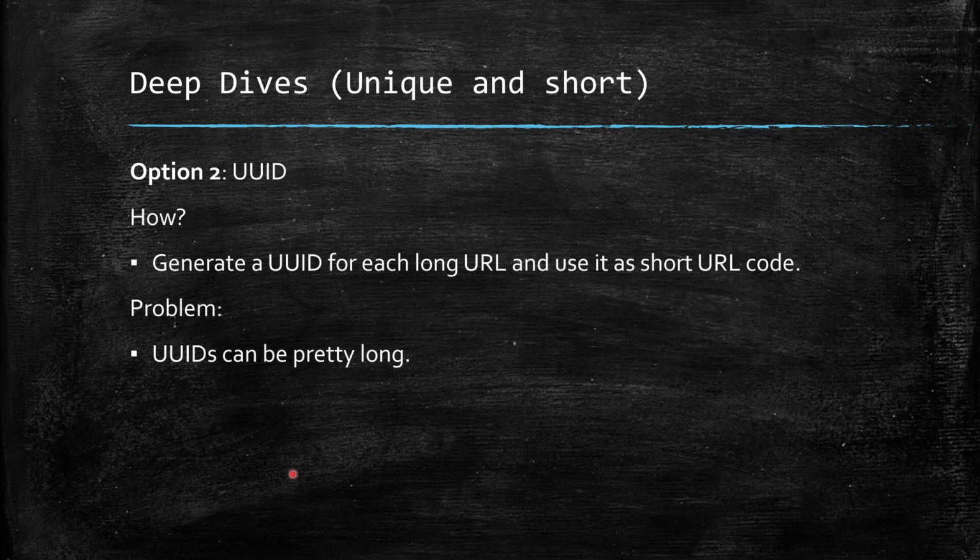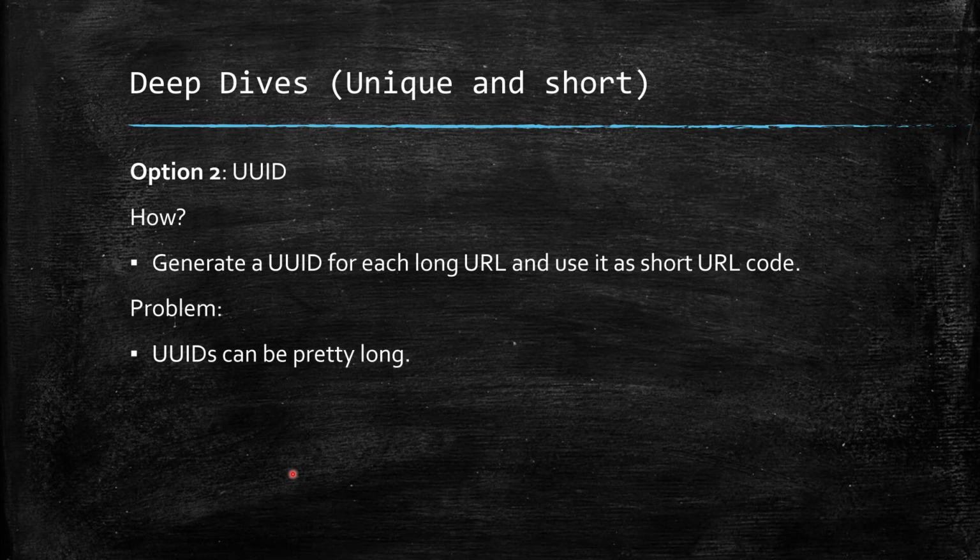And this can be problematic because UUIDs can be pretty long, and there is no good way to compress them into a short URL without having collisions. So that's the reason why we are not going ahead with UUIDs.